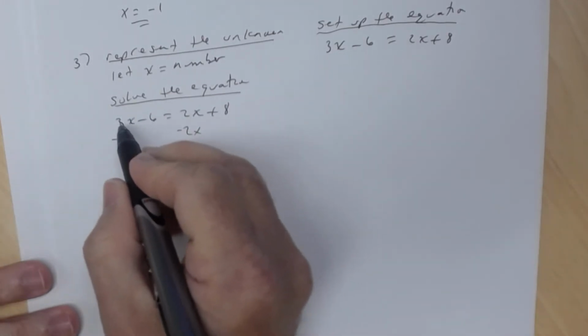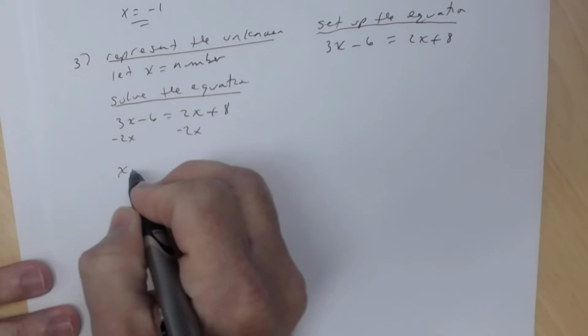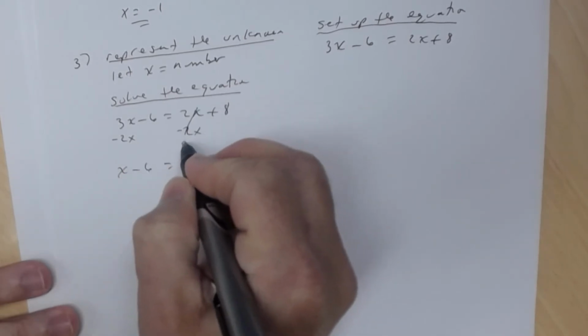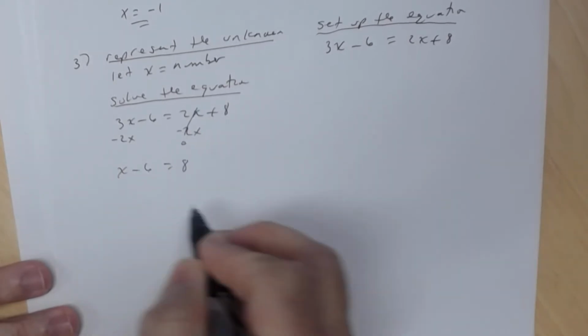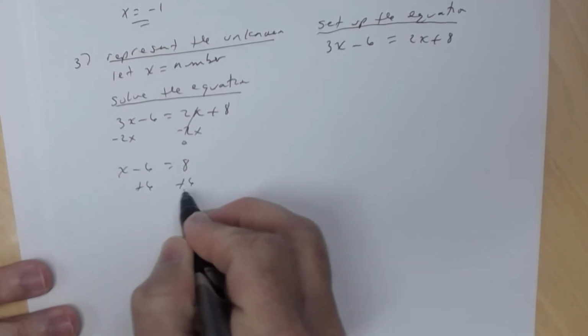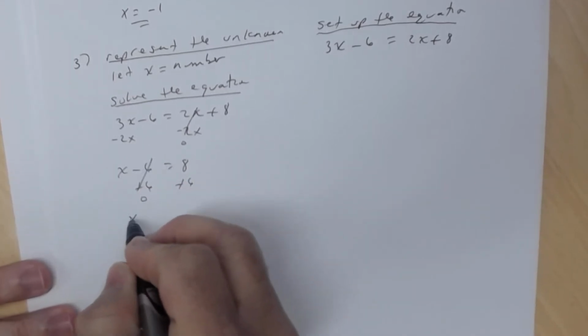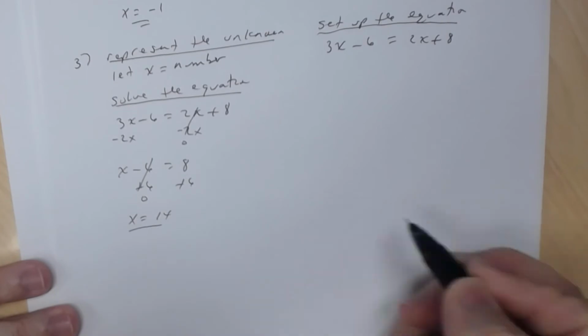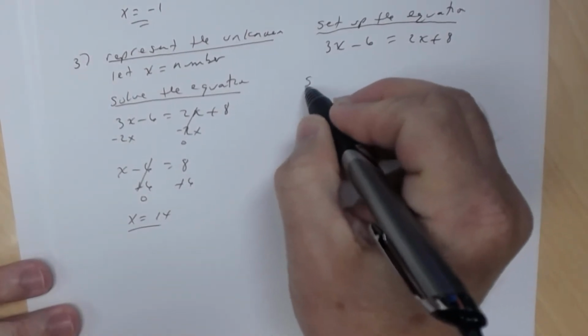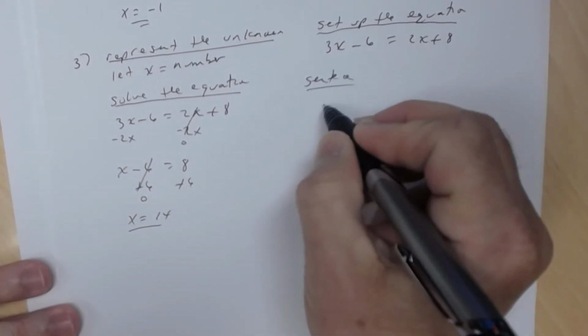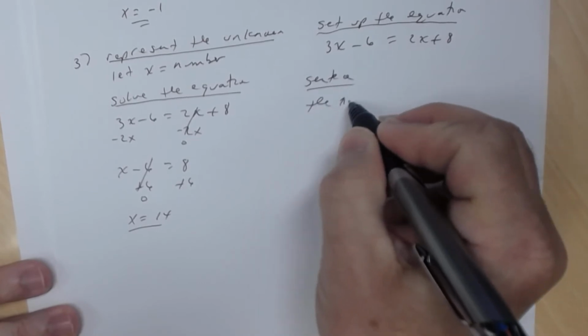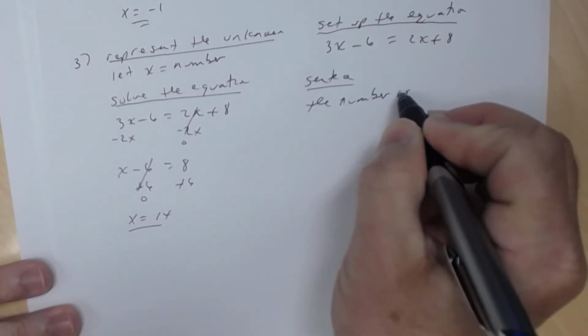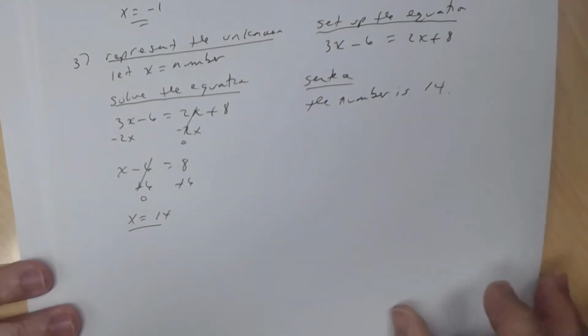Then I'm combining like terms. 3x subtract 2x is x, minus 6 equal, combine these, that's 0, plus 8 is 8. Then adding 6 to both sides and combining like terms, I get x to be 14. So your sentence, interpret the results: you're going to say the number is 14. All right. Okay, let's look at another one.